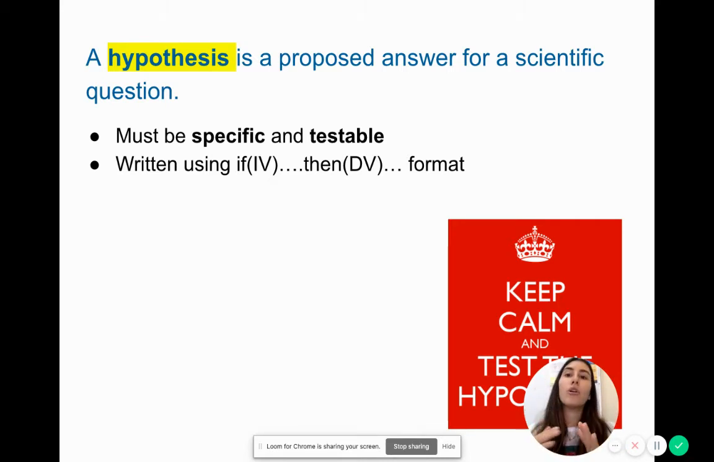Now, although this is not concrete, you don't have to do this, it is highly recommended that you use the following format when writing a hypothesis. If, and then you list your independent variable, comma, then, and then you list your dependent variable. So please use the following format when writing your hypotheses as a way to guide you in writing a very scientific sounding hypothesis.